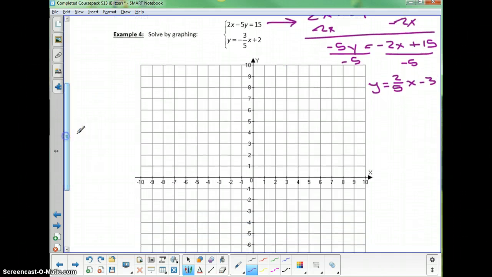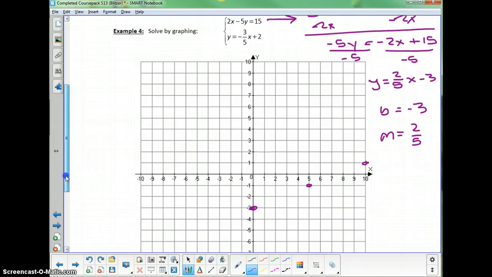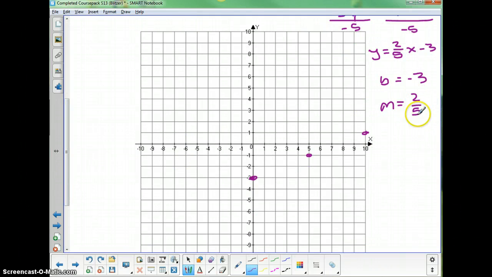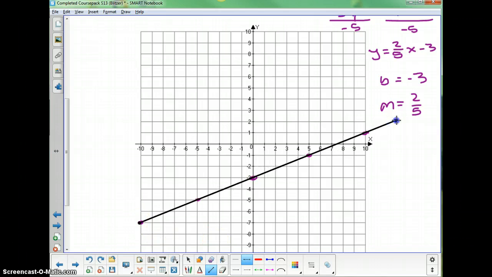So let's start graphing this. To graph this, I want to know the b value, which is negative 3. I'm going to start there. And I need to know the slope, and the slope is a positive 2/5. So from that negative 3, we're going to go up 2 and over 5, up 2 and over 5. Vice versa, we could say that's the same thing as a negative 2, negative 5. 2 negatives make a positive. I'm going to go down 2 and over 5, and down 2 and over 5. Okay, so let's connect these. There we go. Got our first line graphed.